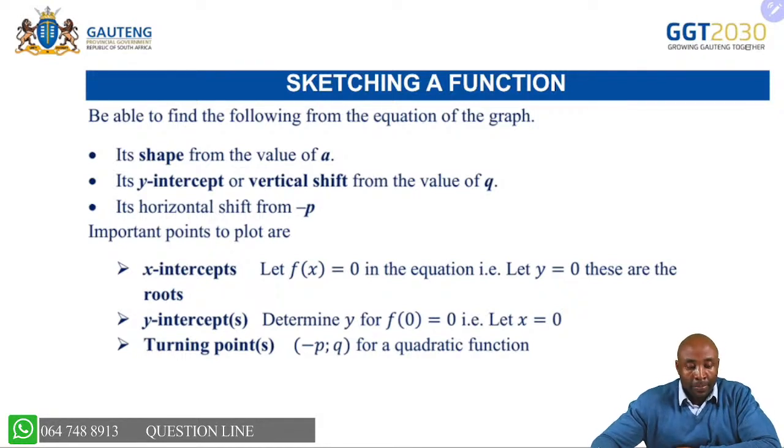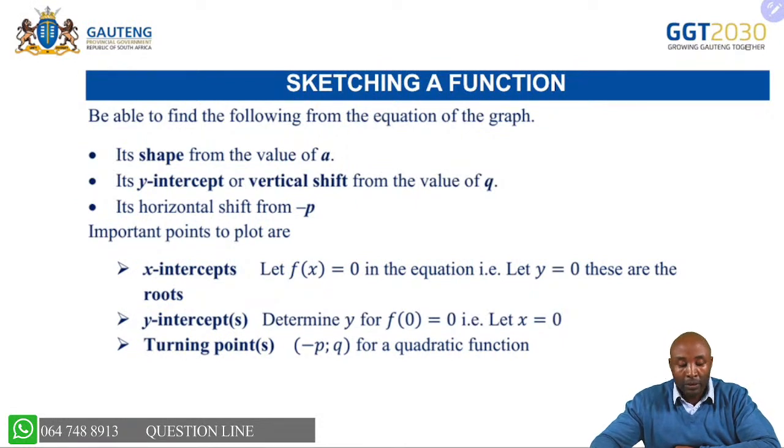Now, we determine our shape from the value of a. We also determine our y-intercept. We are also able to determine the vertical shift using the value of q. And we are also able to determine our horizontal shifts by looking at the value of p. These are important points that you must note.